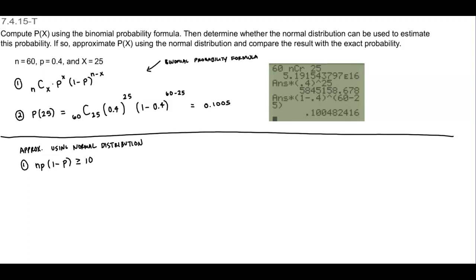So we know that n is 60. We're going to multiply that by p, which is 0.4, times 1 minus 0.4. We want to know if that's greater than or equal to 10. Well, that gives us 14.4, which is greater than or equal to 10. So since it's greater than or equal to 10, the normal distribution can be used to approximate the probability.